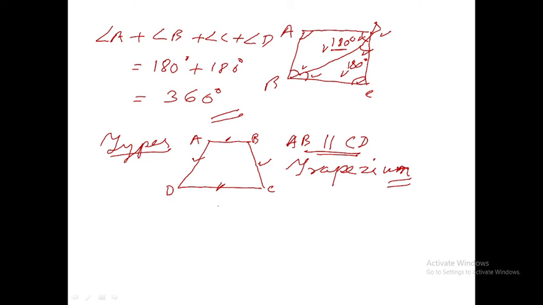Okay. Now, if both pairs of opposite sides are parallel, this pair parallel and these two also parallel. So when both pairs of opposite sides are parallel, then we get a parallelogram.